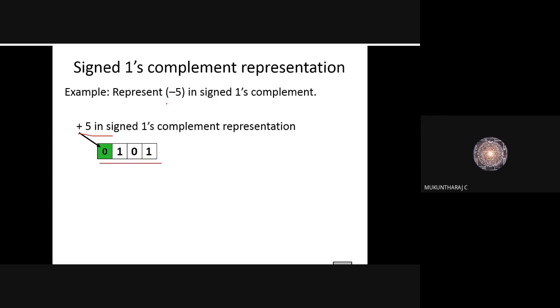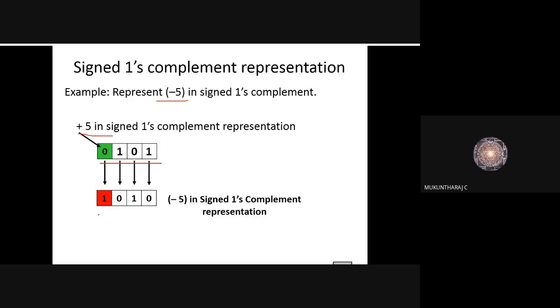But in my problem I need to represent -5, that too in ones complement form. What we should do is take the ones complement of the given number. That is going to represent the negative of the given number. So for +5, if we take the ones complement, it becomes -5. So the -5 value is 1010. It is represented in signed ones complement form, and the equivalent value will be -5.